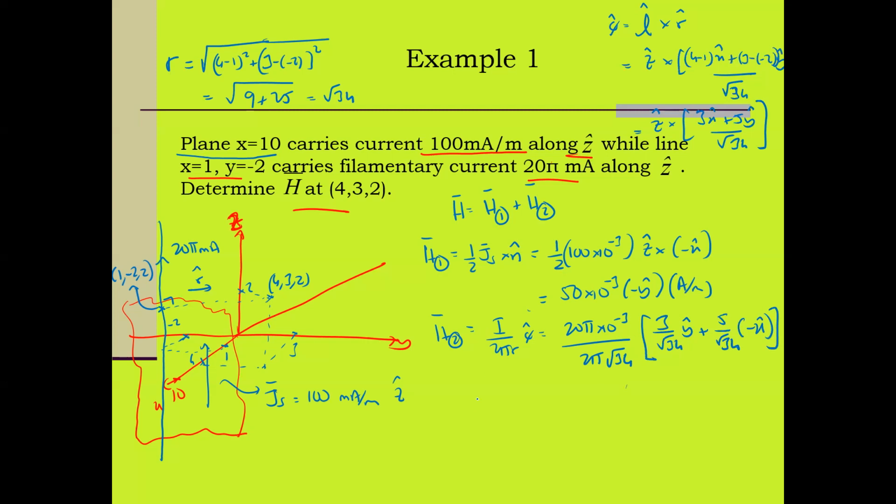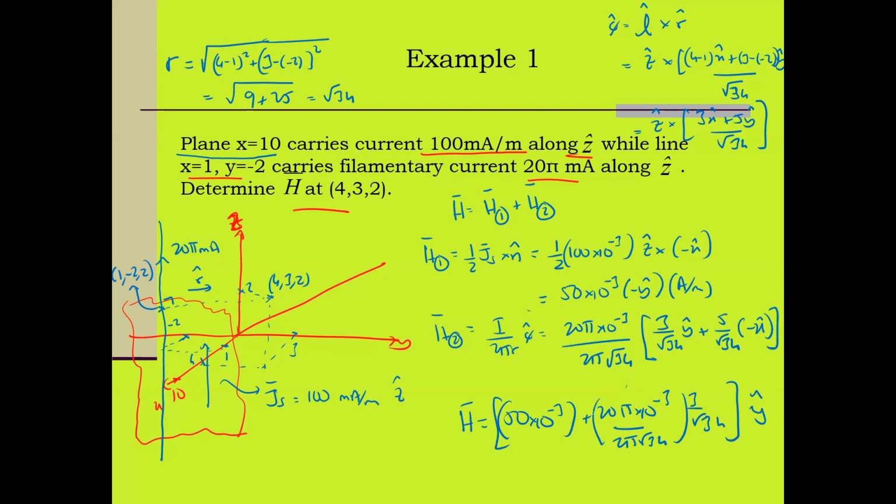Yeah, the H2. And subsequently, we can see that the H vector can be calculated by simply adding these two H field intensity that have been obtained earlier. So we can simply add those H field together. So we're going to have 50 times 10 to the -3, plus 20 pi times 10 to the -3 over 2 pi root 34, and the unit vector is 3 over root 34, so that should be in the Y direction.